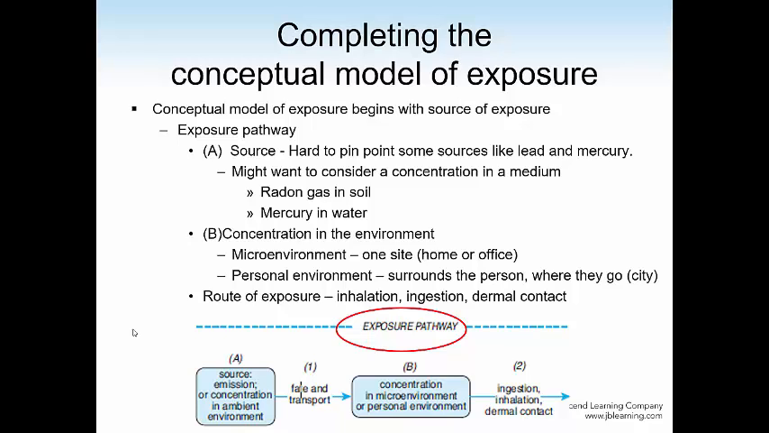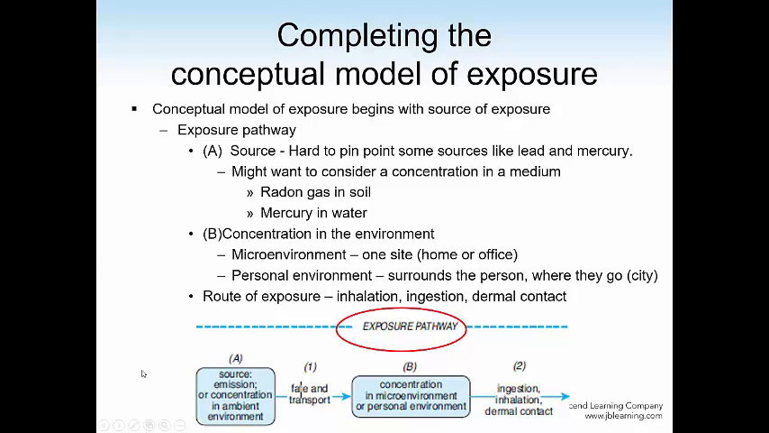Sometimes this source can come from many different areas. It can be coming from the wind, from the water. It can be in many different products that you come in contact with. So what usually works is just looking at the concentration in a particular medium. So for example, radon gas is everywhere, but we can look at a concentration of radon gas in soil, and that can be measured, or mercury in water, and there you go.